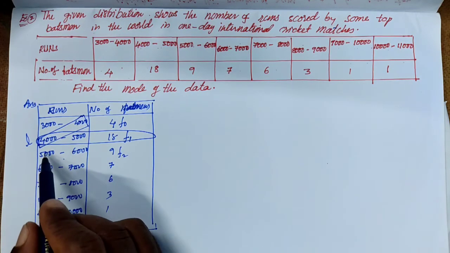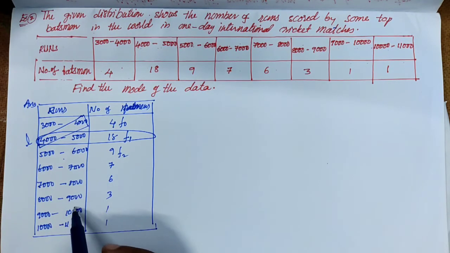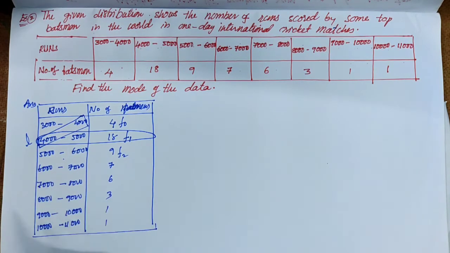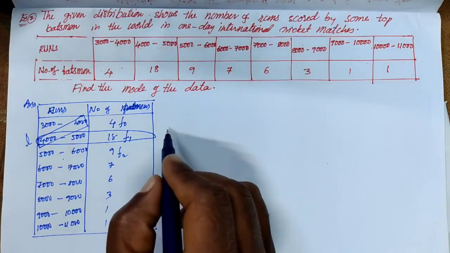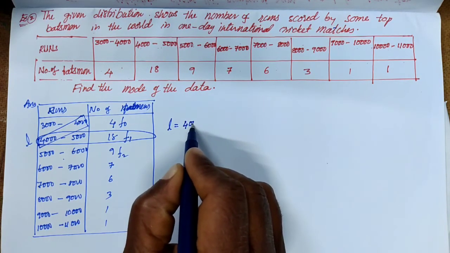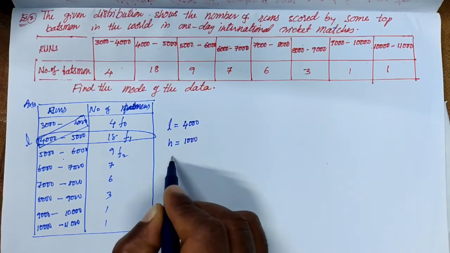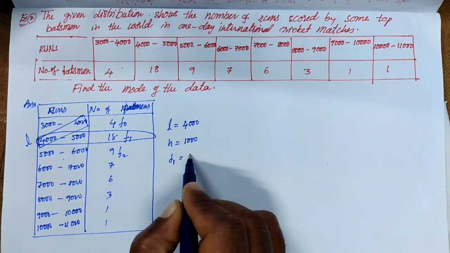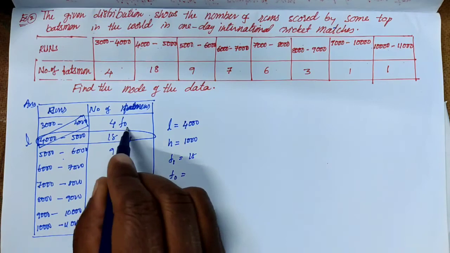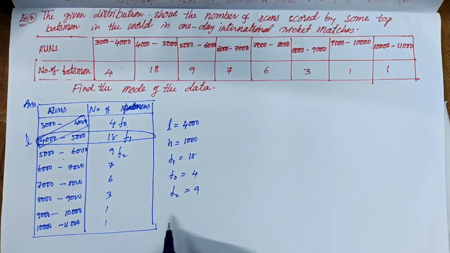If we take the difference of any of these lower boundaries, we get the length of the class as 1000. So here L is equal to 4000, H is equal to 1000, F1 is equal to 18, F0 is equal to 4, F2 is equal to 9.